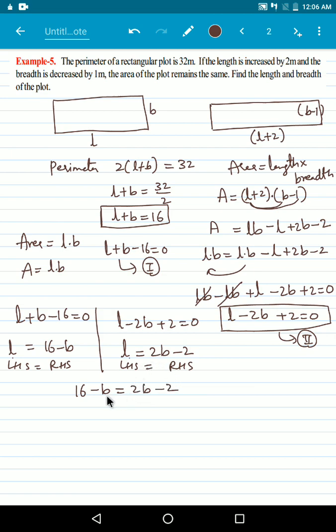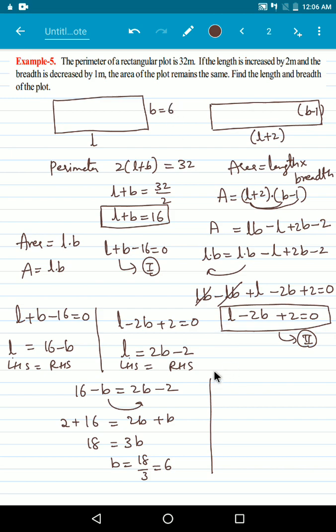Okay, all b values on one side, so send this b this side. 16 is equal to 2b plus b. This is minus b, goes to the other side, becomes plus b. This is minus 2, goes to the other side, becomes plus 2. So 2 plus 16 is 18. 18 is equal to 3b, so b will be equal to 18 divided by 3, which is equal to 6. Okay, so we got the breadth of the plot as 6.